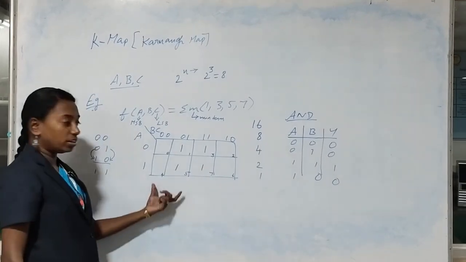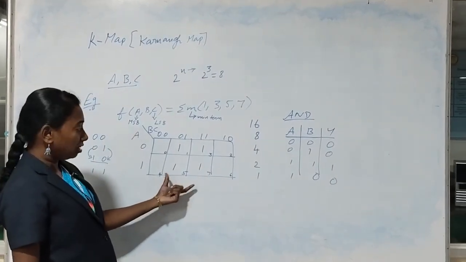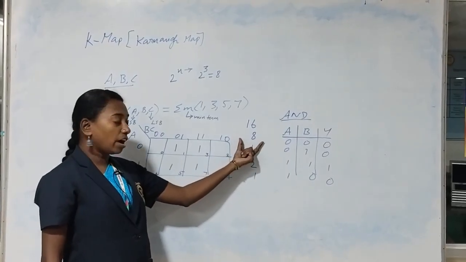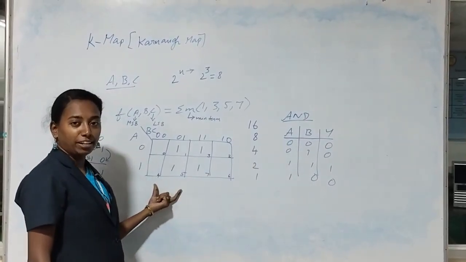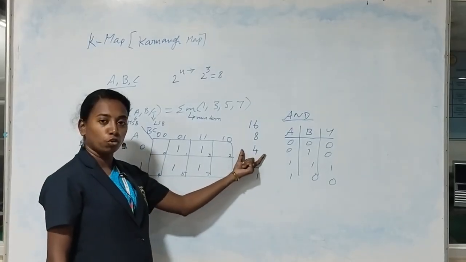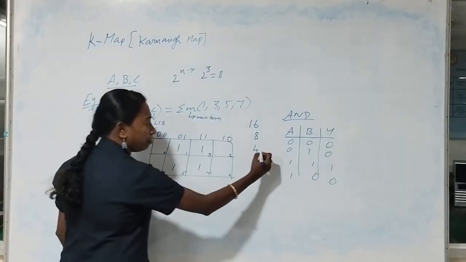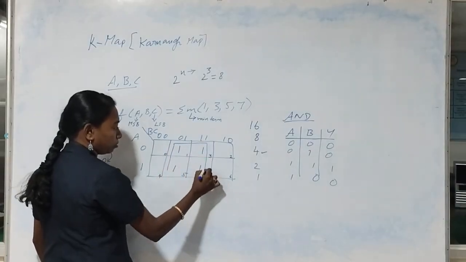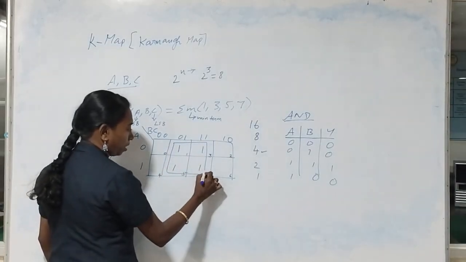For this K-map representation, the maximum number of groupings starts with 8. So I have to check whether I can make an 8-bit grouping here. That is not possible here. So I am going with 4-bit grouping. Here the 4-bit grouping is 1, 1 and 1, 1. So this is my group number 1.